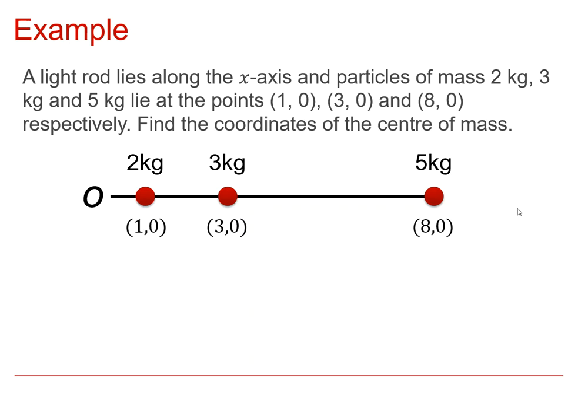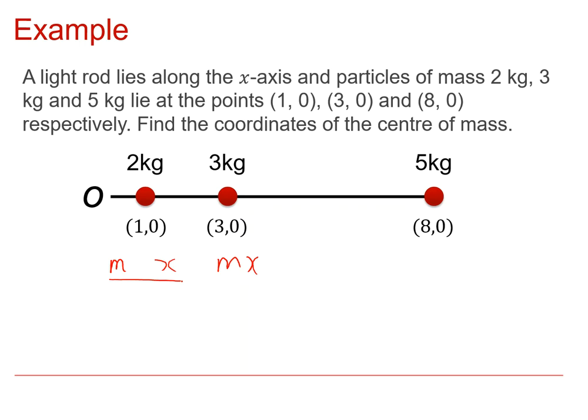But we're going to do it in a slightly different way this time. We don't have to, but this will set the scene for later, a nice way of setting out the work. And we're going to actually use a table this time. So we need column headings for the individual masses, for their positions, and for the product of the mass times the position.